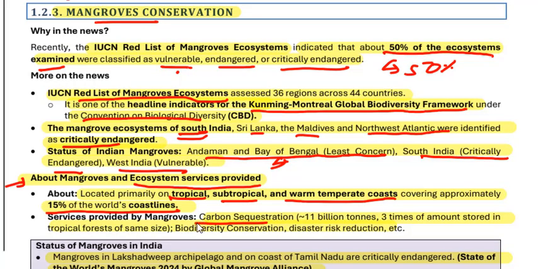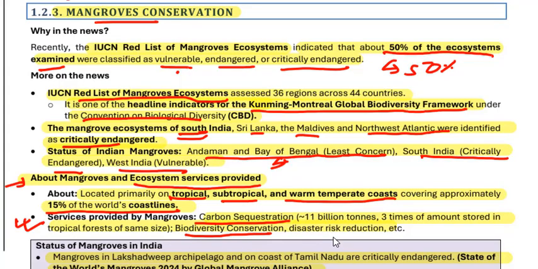First is carbon sequestration, approximately 11 billion tons. This is 3 times the amount stored in a tropical forest of the same size. So more carbon sequestration can be done in the mangrove forest, so it is also ecologically very important.